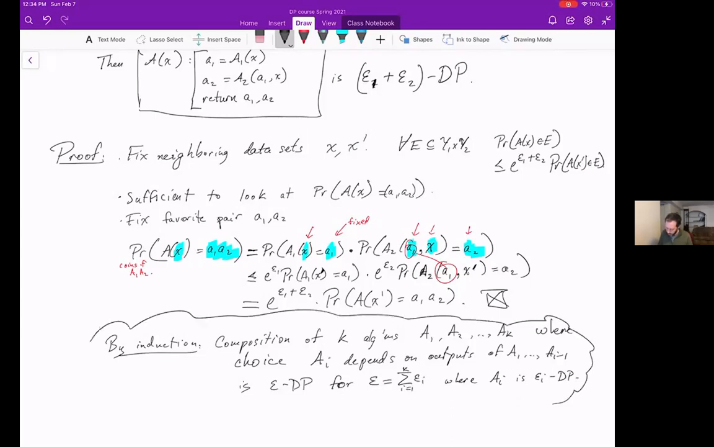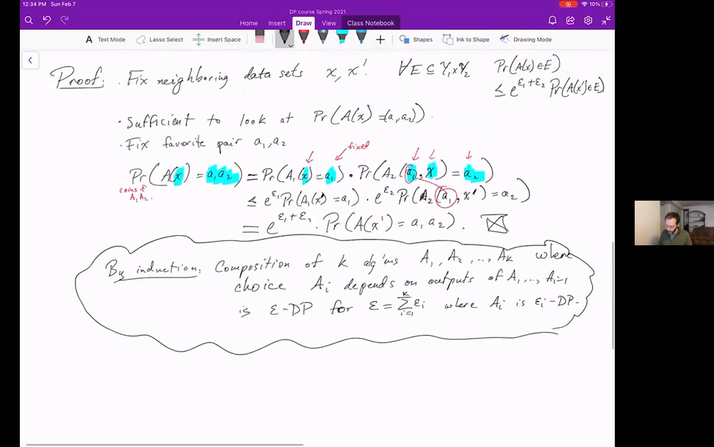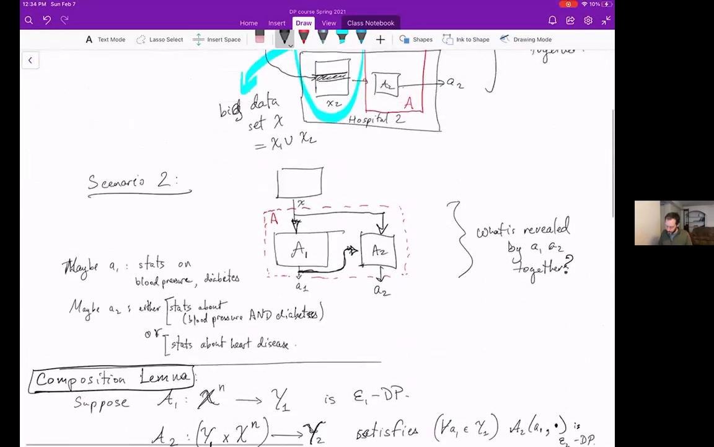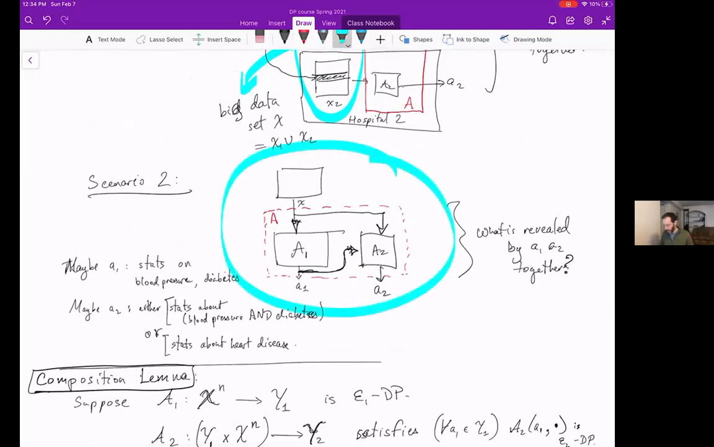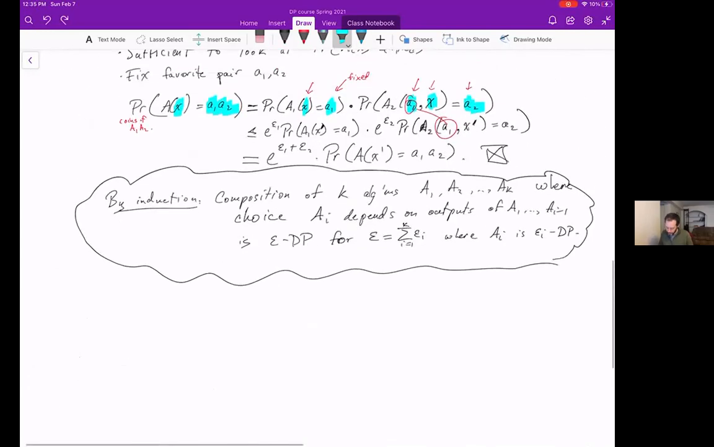Okay. So this is the main principle we're going to use, that we can compose together sequences of algorithms in this way. And so you could extend the picture that's up here, but with more pieces. So you could have A3, A4, A5, and again, the privacy loss degrades in a nice, smooth way.